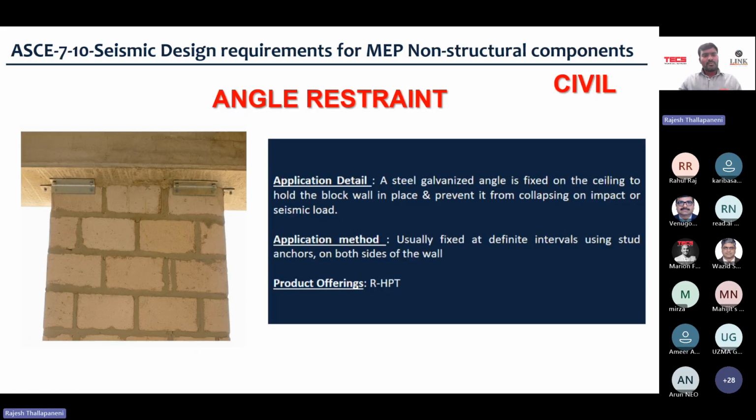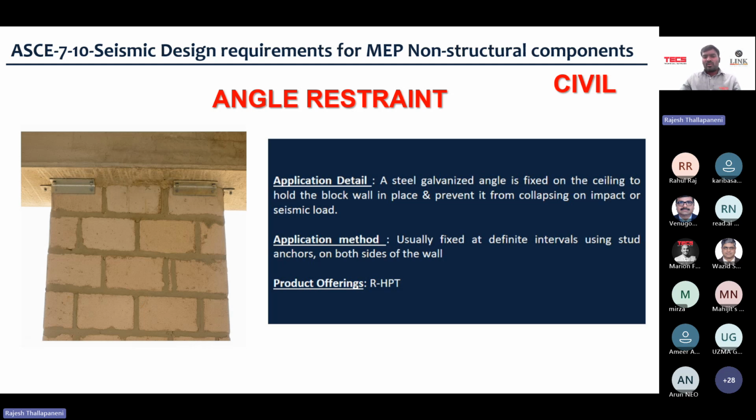So that's all about the MEP non-structural components and the seismic requirements. Out of the subject, there is one special application related to the civil work, which must be complied with. I just want to share this, since I don't want to leave it alone. These are the head of all restraints, what you see on the screen.